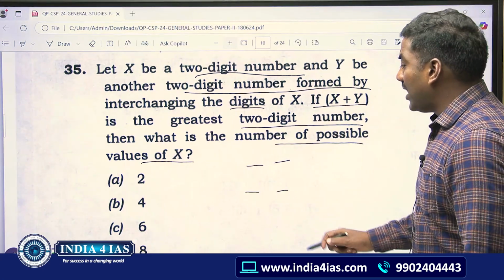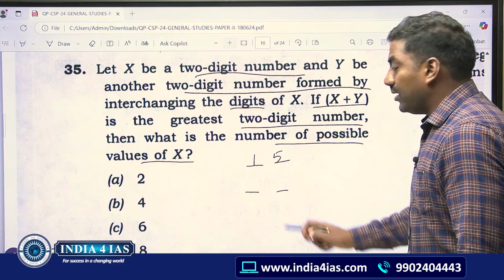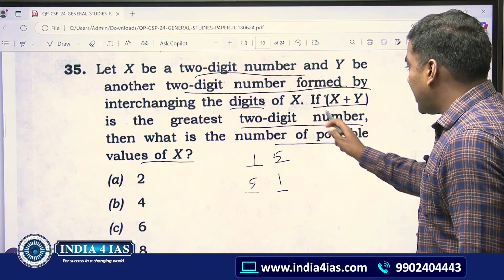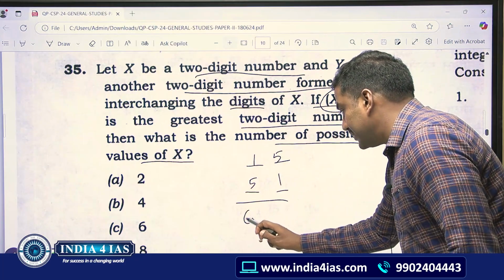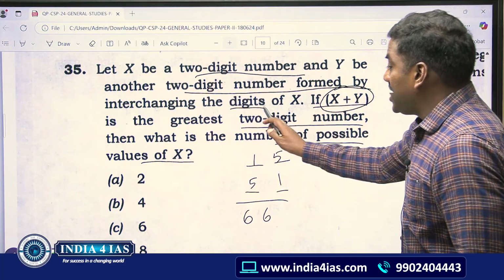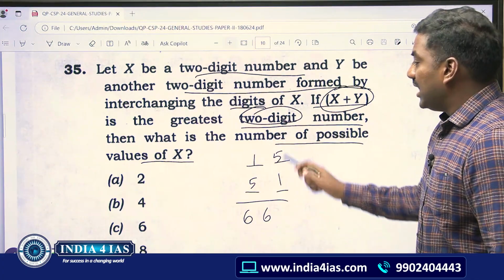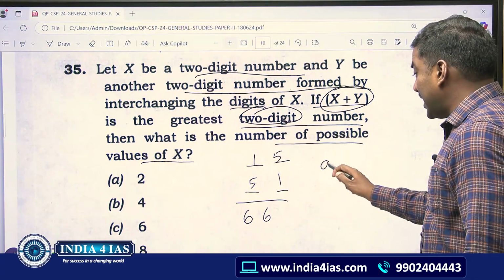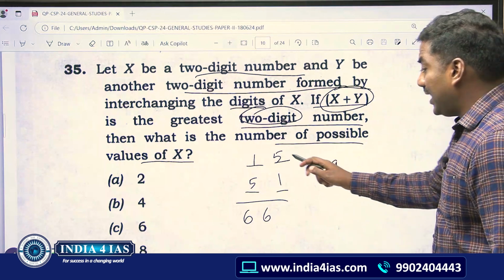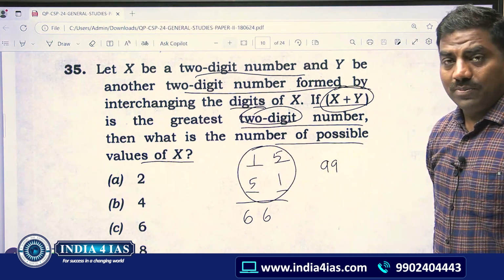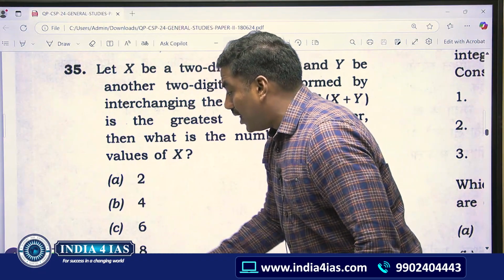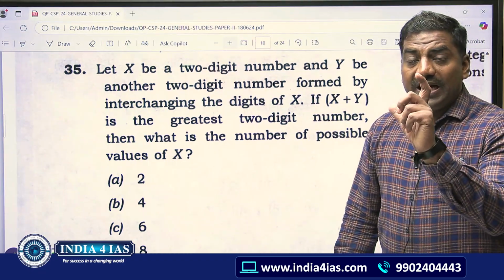I'll give you an example. Let's say X is 15. Then interchanging of it will give us 51. What is the sum, X plus Y? It is 66. So they are asking the greatest 2-digit number is the sum. Greatest 2-digit number is 99. They are asking how many such values are possible. For this, you have to have the understanding of interchanging the digits.